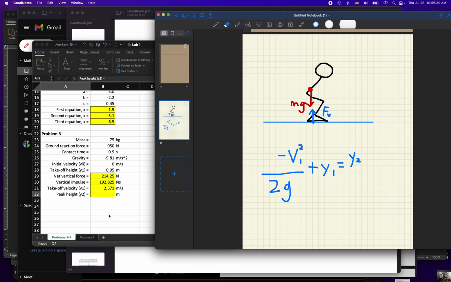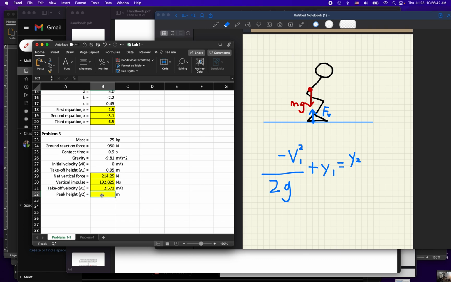So if I want to solve for my peak height here, it is negative 1 times takeoff velocity squared divided by 2 times gravity, plus my takeoff height, which gives me a peak height of 1.29 meters there.